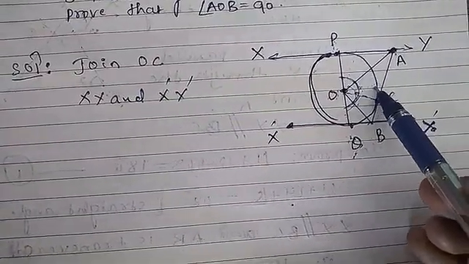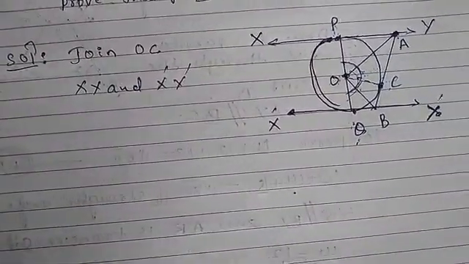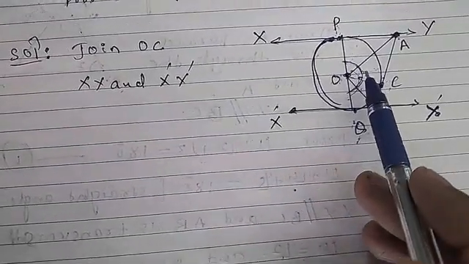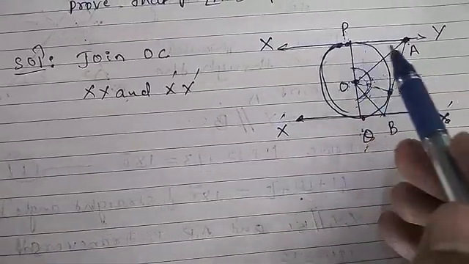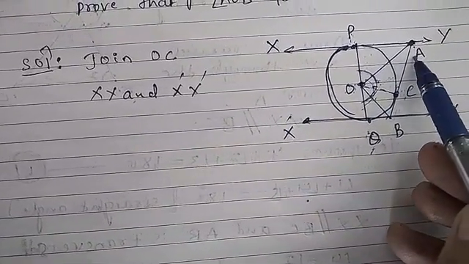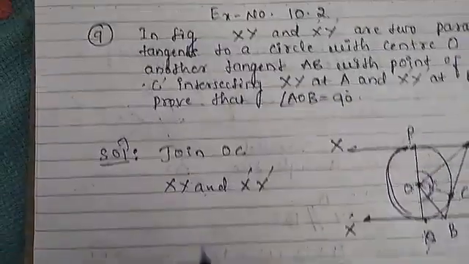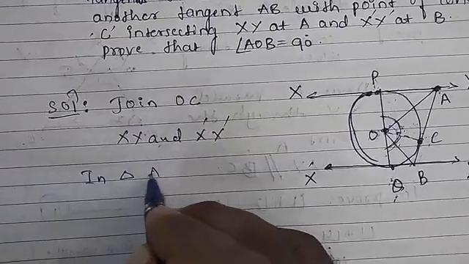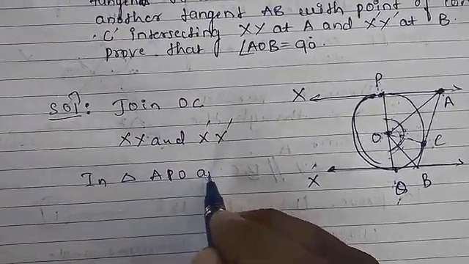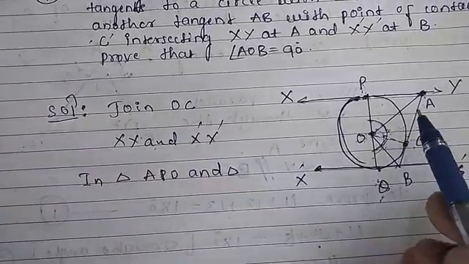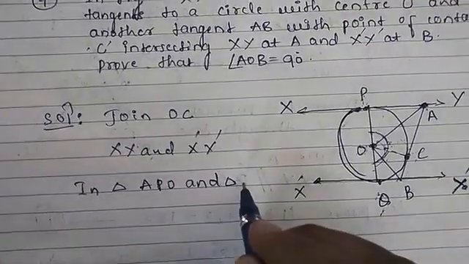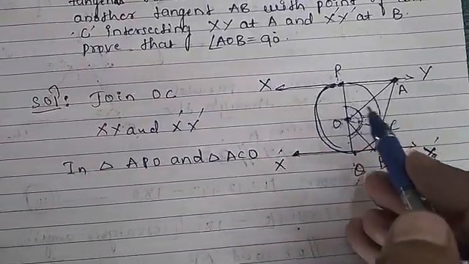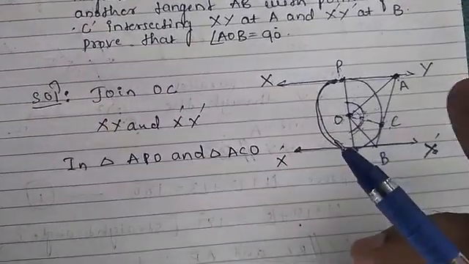Now by taking these two triangles as congruent. What are congruent triangles? Those triangles having the same shape and the same size. Clear? Now see, in triangle APO and triangle ACO, what are the 3 equal elements? To make them congruent, you need 3 equal elements.